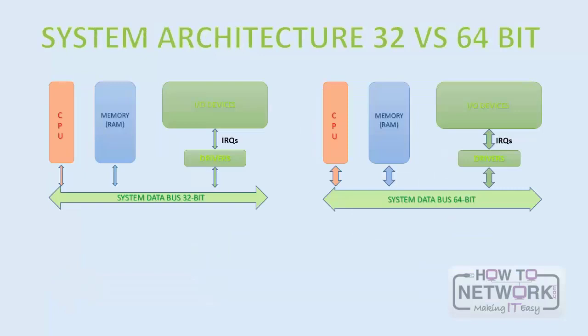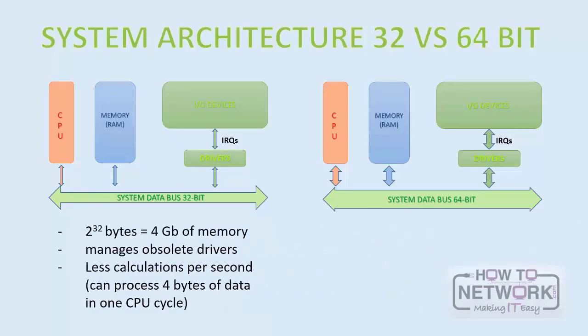Let's see the difference between an architecture with a 32-bit data bus and 64-bit. A 32-bit data bus can manage any information of 32 bits, so it can manage a maximum of 4 gigabytes of memory. It uses the obsolete driver, and does fewer calculations per second as compared to 64-bit architecture.